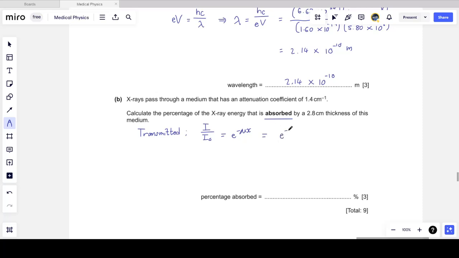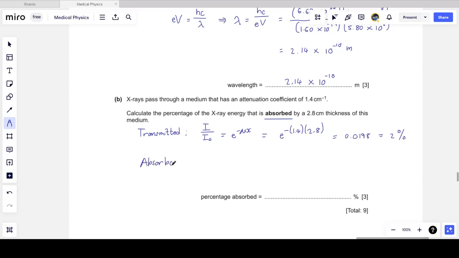And this is equal to e to the minus 1.4 per centimeter, multiplied by moving through a distance of 2.8 centimeters. And this is 0.0198. So that's approximately 2%. So 2% of the initial intensity of the X-ray travels through a distance of 2.8 centimeters. So if only 2% is transmitted, what happens to the rest? The rest is absorbed.